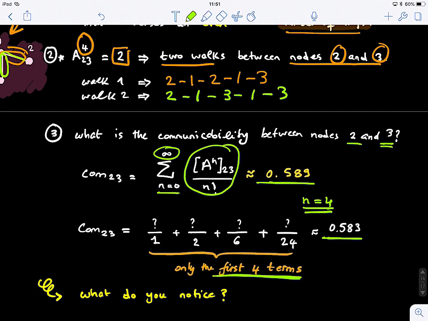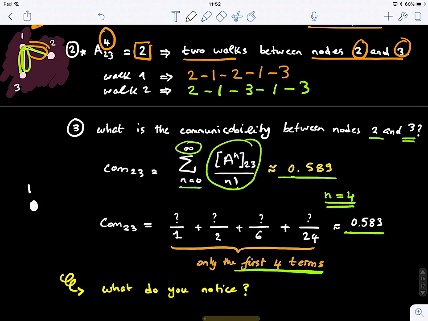What kind of conclusion can you derive from this? So remember, this is our graph, and we want to go from 2 to 3. So these are very close. So what does this tell us about nodes 2 and 3? Communicability between them. So what happens to longer paths when n increases, as we increase it towards infinity? What's happening? Yeah, downrated because of the factorial, right?